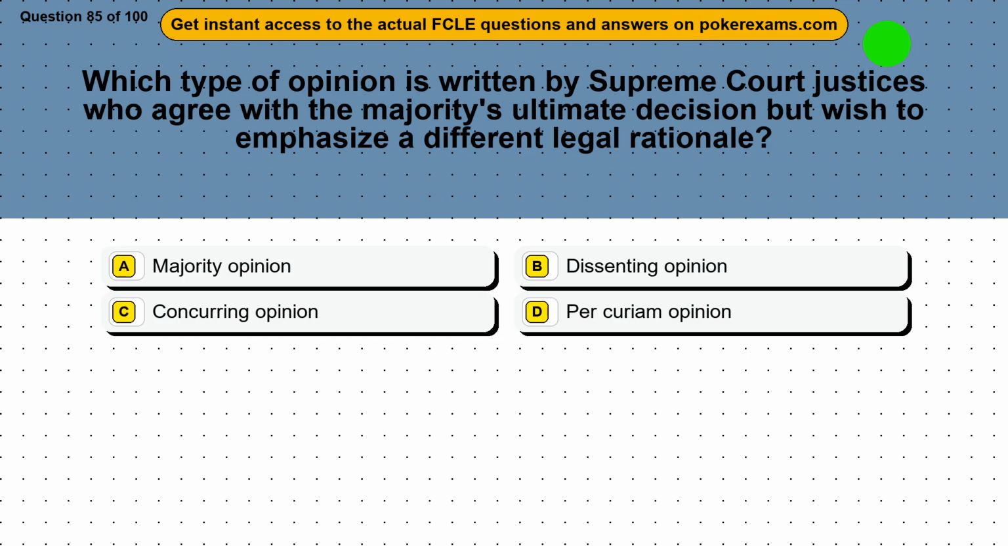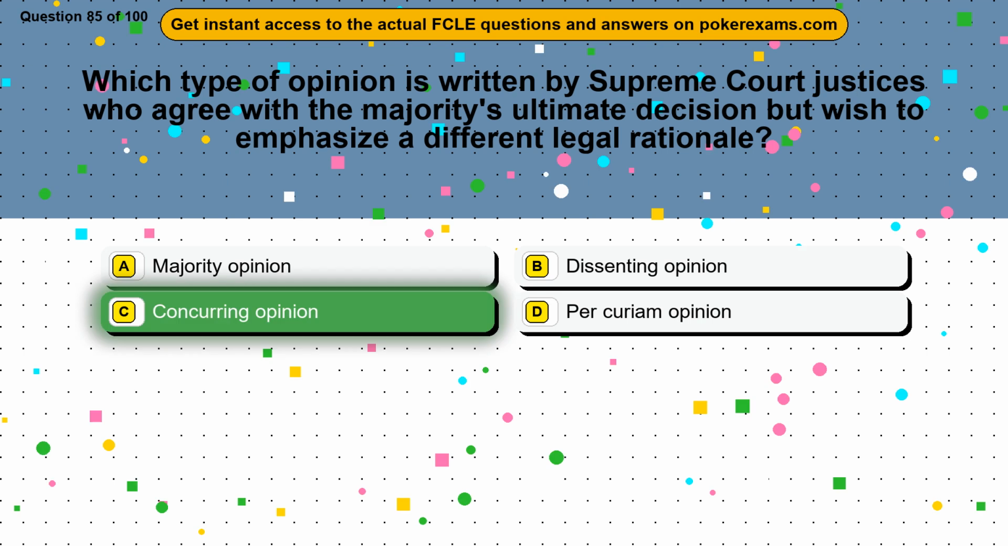Question 85. Which type of opinion is written by Supreme Court justices who agree with the majority's ultimate decision but wish to emphasize a different legal rationale? Option A, majority opinion. Option B, dissenting opinion. Option C, concurring opinion. Option D, per curiam opinion. The correct answer is option C, concurring opinion.